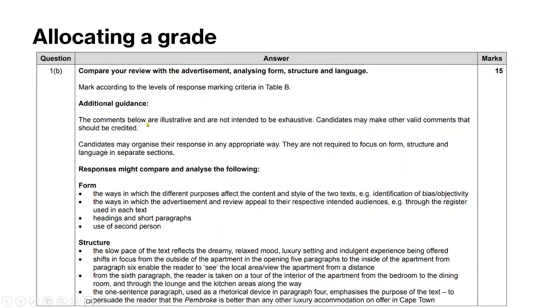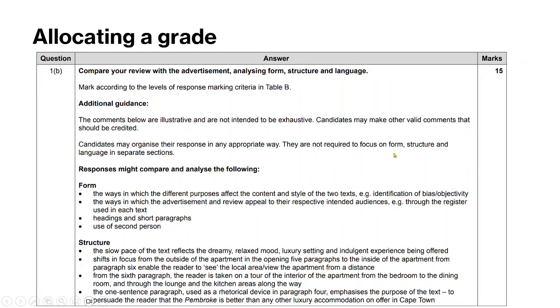Okay. So candidates can make any other valid comments that should be credited. So when you're writing your comparative, what Cambridge tells us we should be looking for, we can still credit other ideas. Remember, these are going to be your teachers, senior people that have been doing this for a long time. So think about your examiner when you're writing your comparative. Be clear and precise.